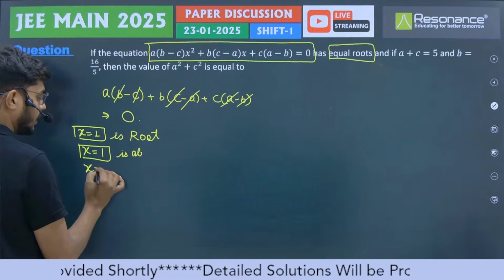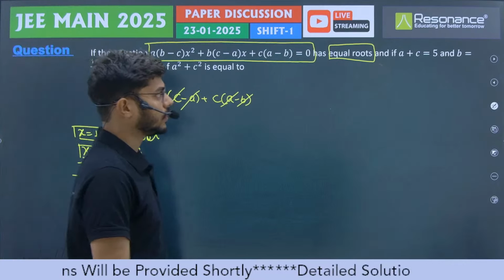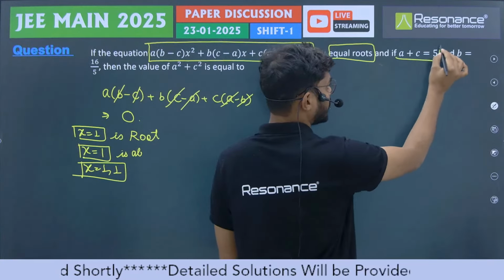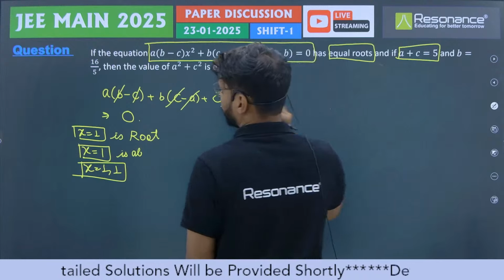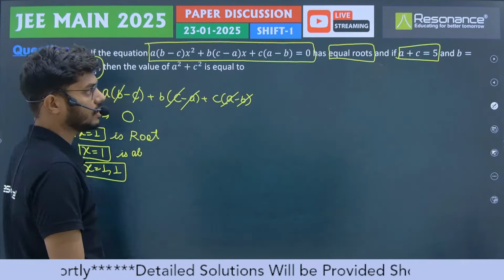The roots are nothing but x equal to 1 and 1. So both the roots are 1. Further, a few conditions are given. A plus c is nothing but 5. B is given as 16 by 5. I have to find the value of a square plus c square.